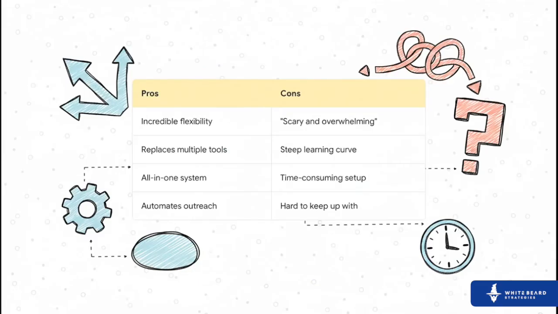So, this really sums up the trade-off, doesn't it? On one hand, the pros are just incredible. I mean, GHL workflows can replace a whole bunch of other software tools and automate your entire process. But on the other hand, the cons are real. People talk about the steep learning curve and just how much time it can take to get everything set up right. It's that classic battle, power versus complexity.